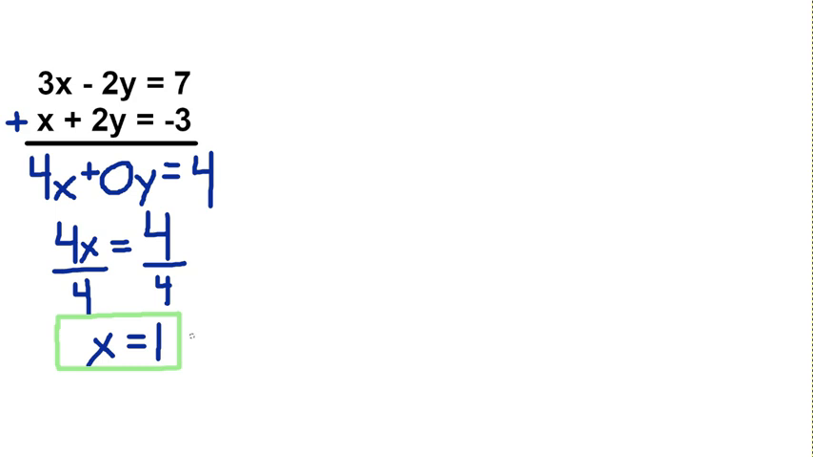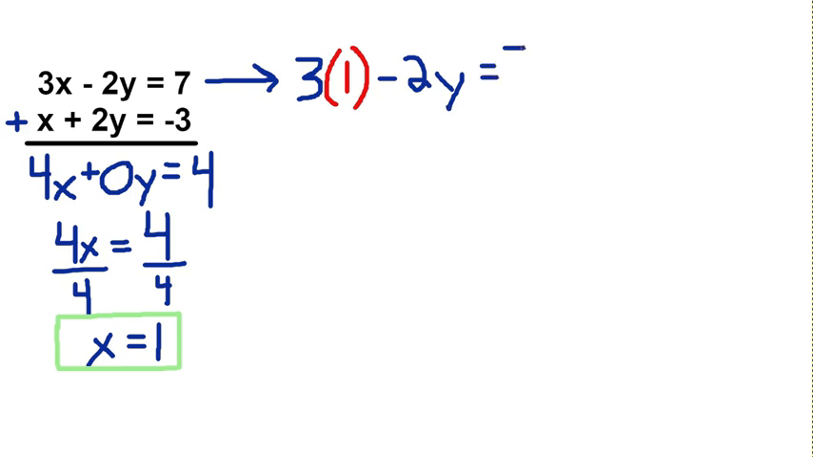Now that we know x equals 1, all we need to do is substitute it back into any of these equations. Either of these equations will work. Let's just pick the top one to make it a little bit more challenging. We have 3x, and in this case x equals 1, so instead of writing x there, we're going to write the 1 right in here. So 3 times 1, minus 2y equals 7.